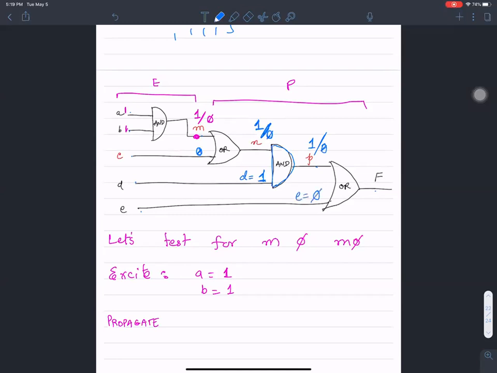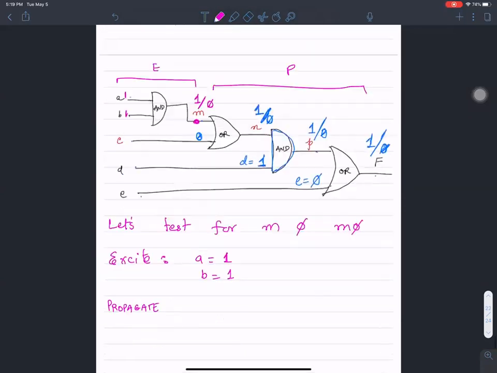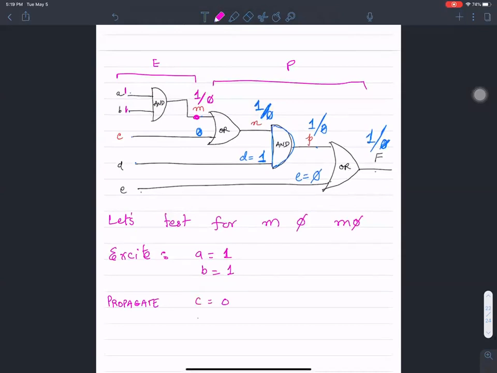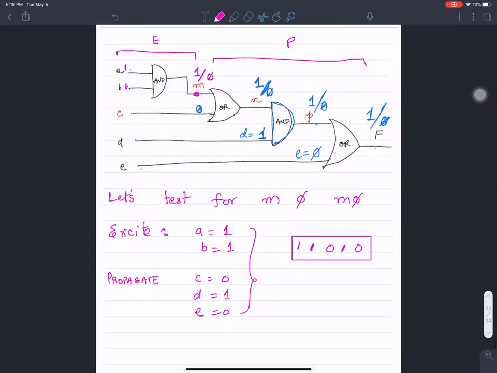If I pick a value of E equals 0 here, a no fault scenario is going to be 1, and a faulty output is going to be 0 for the OR gate here. So out of propagation, I arrived at values for C equals 0, D equals 1, and E equals 0. So by combining excitation and propagation, I arrive at 1, 1, 0, 1, 0 as the test pattern. If I apply an input of 1, 1, 0, 1, 0 here, and see an output of 1, that implies there is no fault. If an output is 0, that implies M0 is possible.